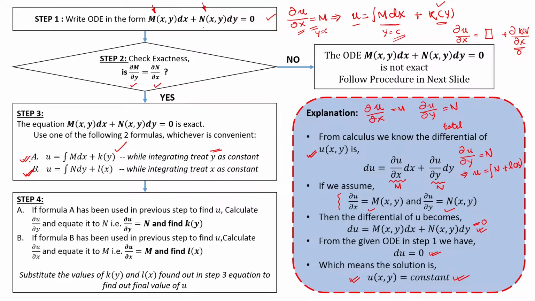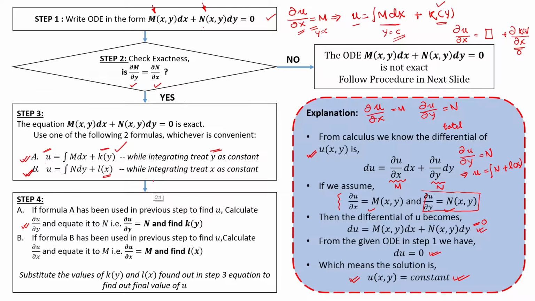Now we can use either formula 1 or formula 2 to find the provisional value of u. It is not the final value of u because we still do not know the value of k of y or L of x, which we will find out in the next step. If we have used formula A, then in the next step we will differentiate this u with respect to y, that is, we will calculate del u by del y, and from here we know that del u by del y equal to N.